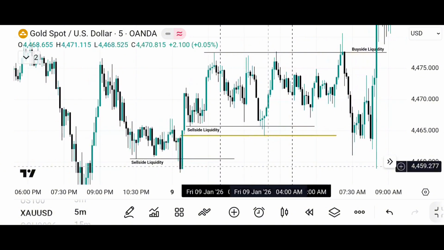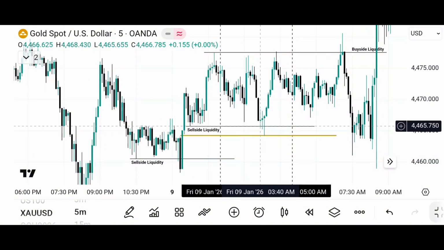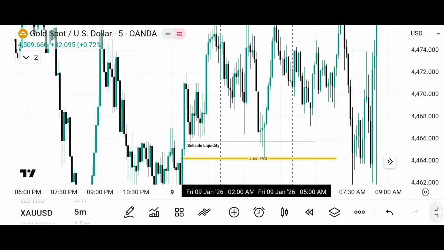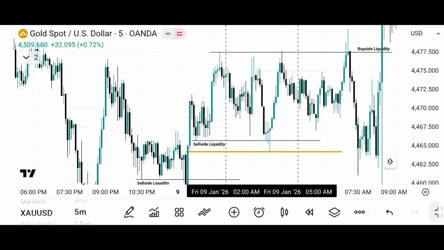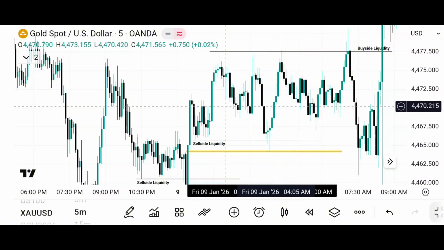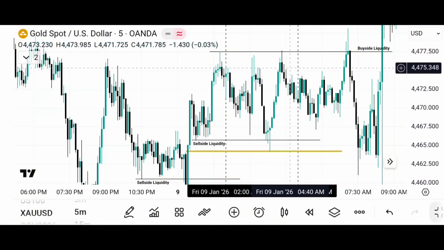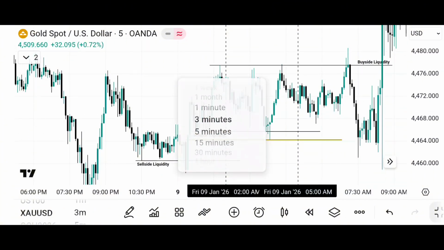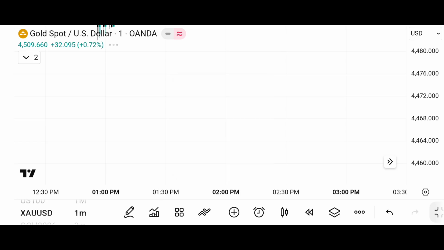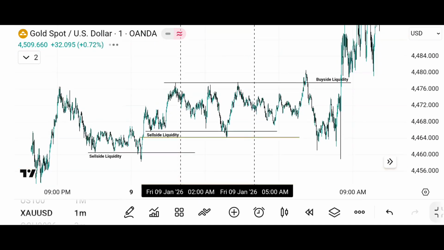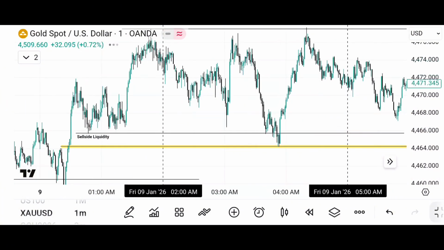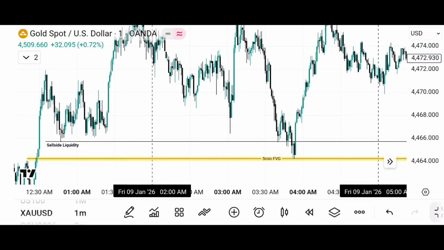So on the 5 minute time frame, we only see how price went down to the 5 minute fair value gap and traded below these relative equal lows, then rallied upward, right? There's no sign of the fair value gap and all of that. But when you go to the 1 minute time frame, this is how it looks.